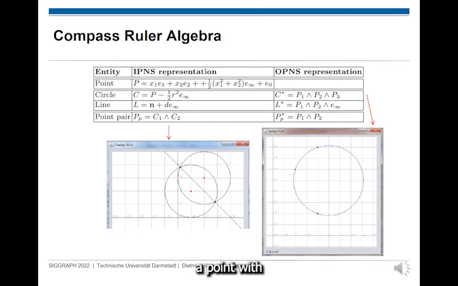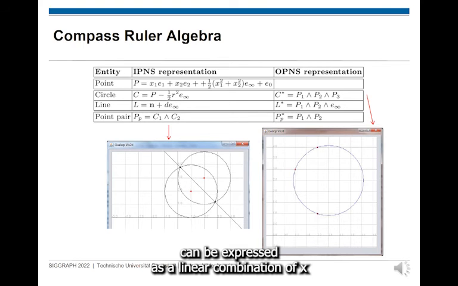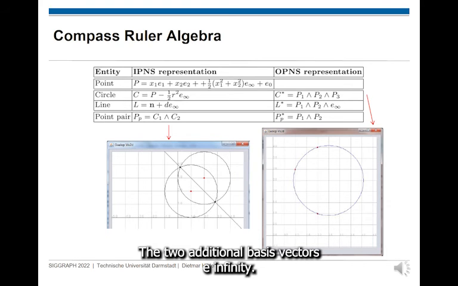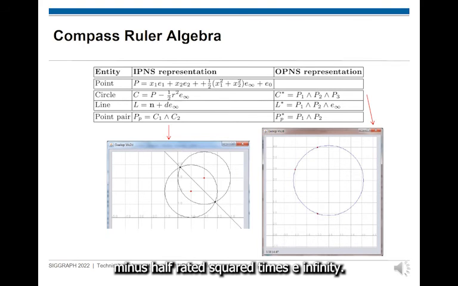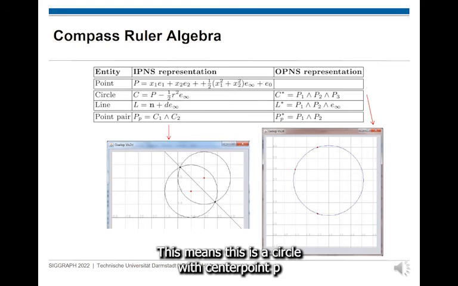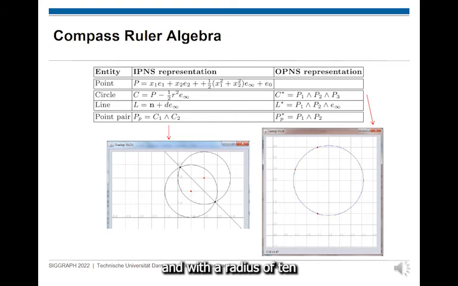A point with 2D coordinates x1 and x2 can be expressed as a linear combination of x1 times e1 plus x2 times e2, and for the 2 additional basis vectors, e infinity, the coefficient is half x1 squared plus x2 squared, and the coefficient for e0, representing the origin, is 1. A circle can then be represented based on the center point P minus half radius squared times e infinity. This means this is a circle with center point P and with radius r then.